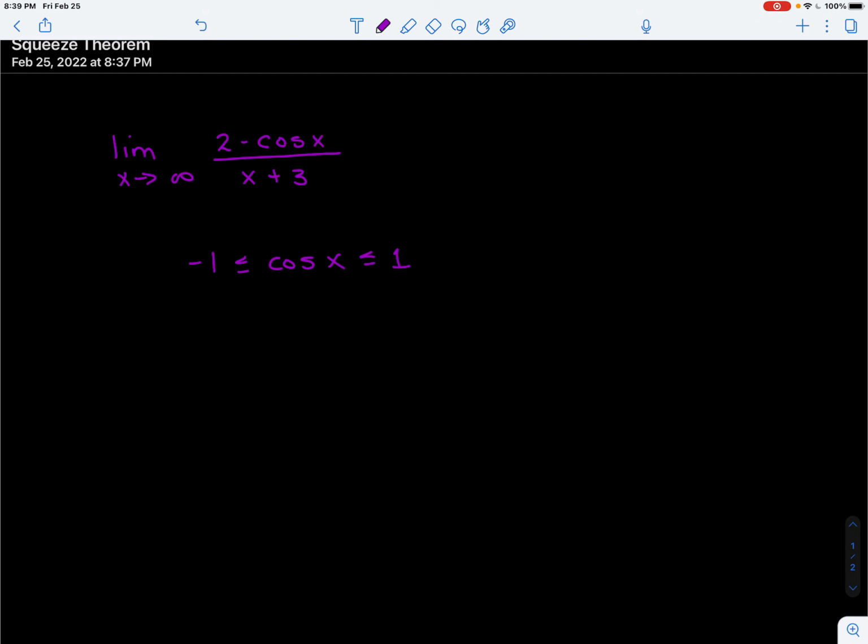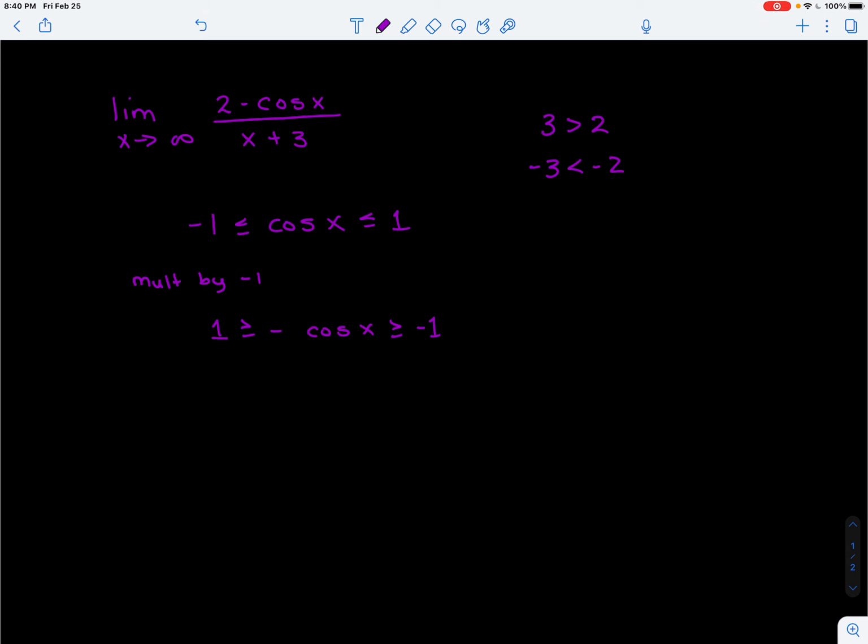So what I'm going to do first is I want to get a minus cos, so I'm going to multiply by a -1. And I have to be careful because when I multiply by a -1, it's going to switch the inequality signs. So I get 1 minus cos x. I didn't really need to write a -1 there, just minus. And remember when you multiply by a negative, your inequalities switch. That's because if you have 3 is greater than 2, and you multiply by a -1, now -3 is less than -2.